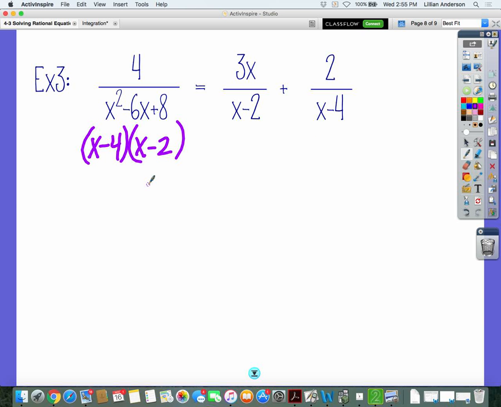What say you? What's the common denominator? X minus 4. Both of them. X minus 4 and x minus 2. Multiply that one by x minus 4 and the other one by x minus 2.